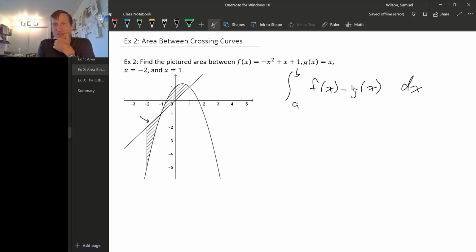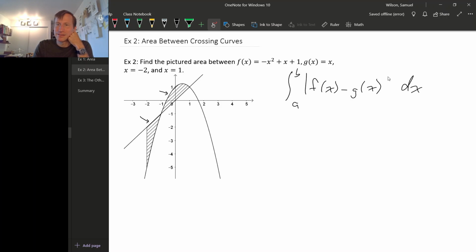We can't put g of x second because g of x is on top for this part. But we can't put f of x second because f of x is on top for the right-hand part of the integral. So we need some way of modifying this formula so that we don't accidentally make it negative some of the time. Well, if we want it to always count as positive, we just need to throw absolute values in here, like this.